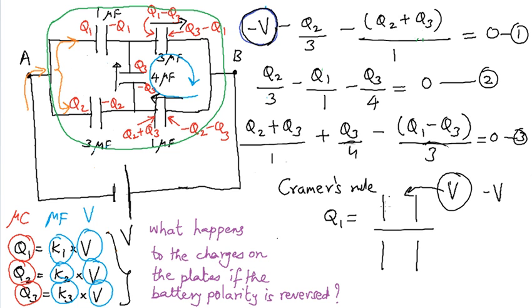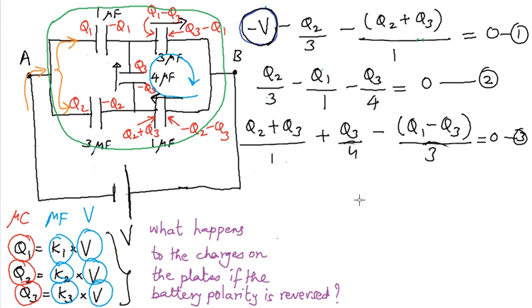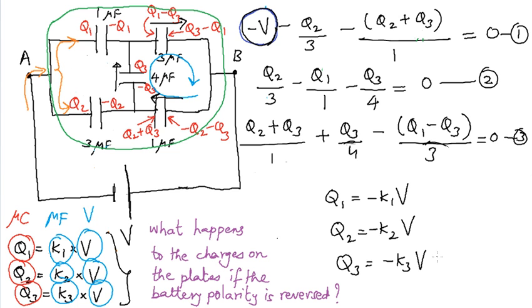Clearly, when we expand these two determinants and simplify, the answer for Q1 after battery reversal is different from the answer for Q1 before battery reversal only in the sign of the term V, which means the following: our former answer before battery reversal for Q1 was Q1 equals k1 multiplied by V, and since after battery reversal I am supposed to change the sign of V, the answer I will get is Q1 is minus k1 into V. Likewise, Q2 will now be minus k2 into V instead of k2 into V, and finally Q3 will be minus k3 multiplied by V instead of k3 into V.